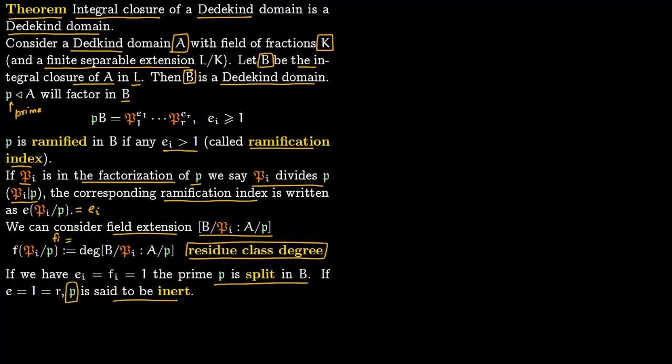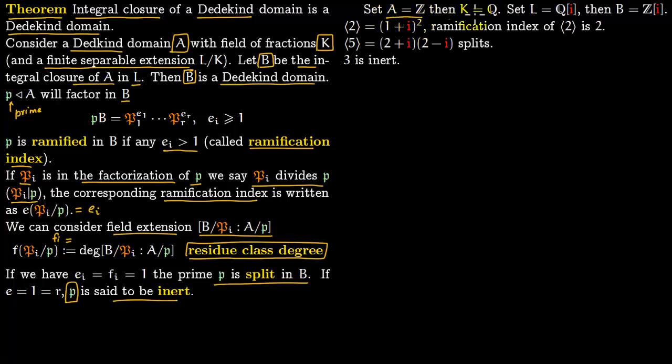So let us see some examples. You set A as the integers and K as Q. Obviously if A is the integers, then K is its field of fractions, so it is the rationals. Now we need a finite separable extension L. You set L as Q adjoined with i, so you are adjoining i to the rationals. Then we have to talk about the integral closure of the integers in this, and that is just B, which is Z adjoined with i.